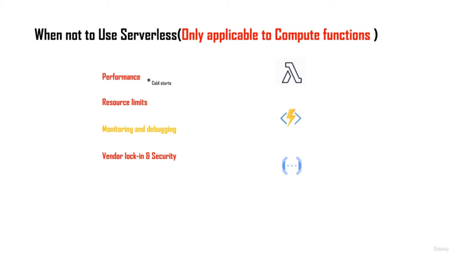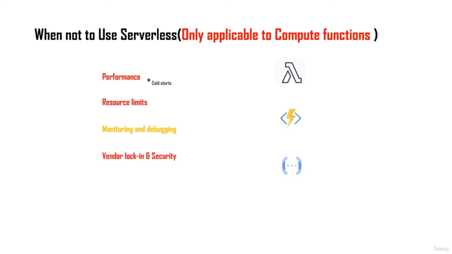So now that we know what serverless is, let's look at some of the disadvantages of using serverless. Now these disadvantages are only applicable for the compute services that are currently available. So this includes services like Lambda, Function App, or the Cloud Functions that are available in GCP. So the most important disadvantage is performance. Then there are the resource limits, monitoring and debugging, and the vendor lock-in and security.